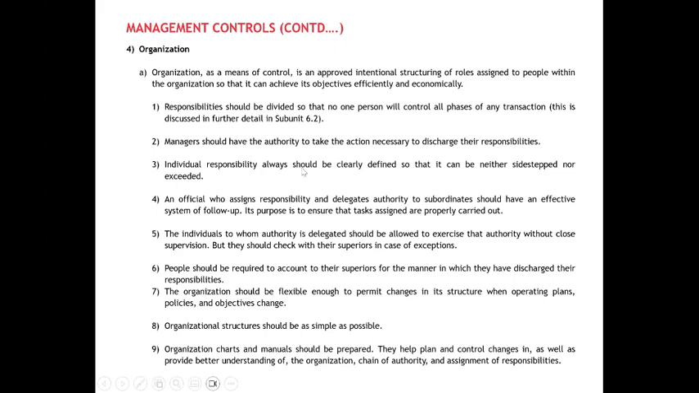Right? Managers should have the authority to take action necessary to discharge their responsibility. That is about delegated authority levels. Everything cannot be controlled by the center or by the boss. To a certain extent, responsibilities have to be trickled down, delegated. So what are the delegated authority levels? Are they good enough? Are they sufficient, or is too much power and authority delegated?